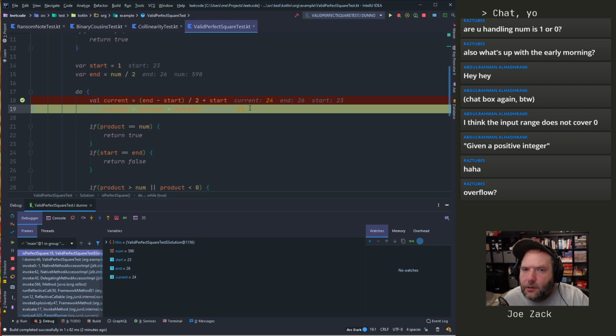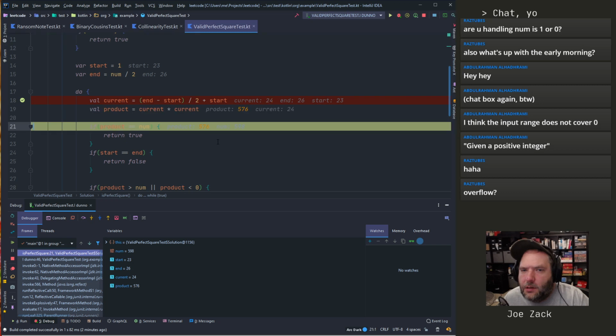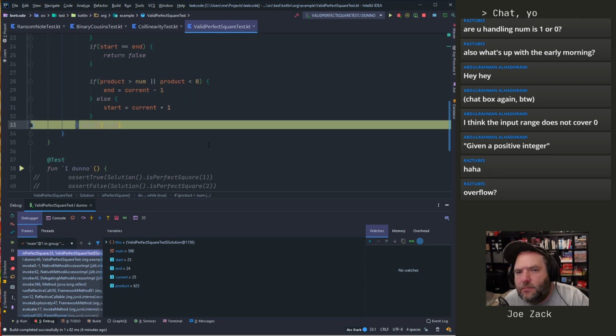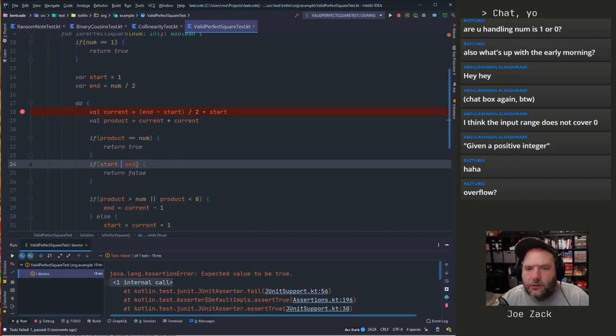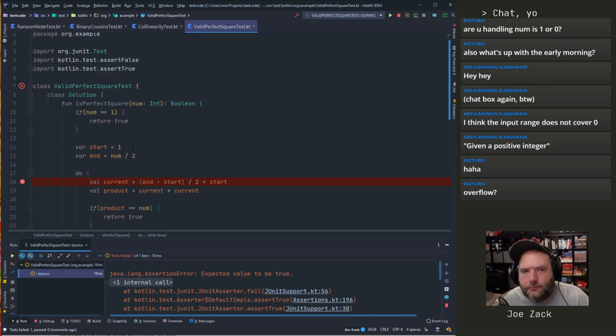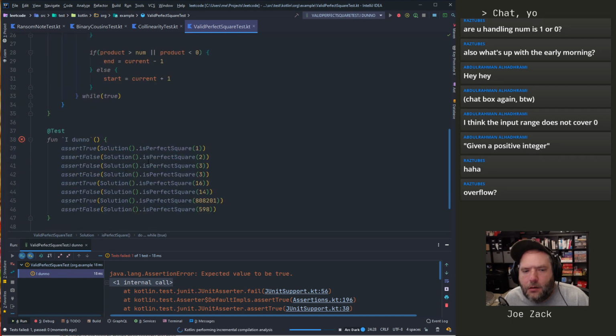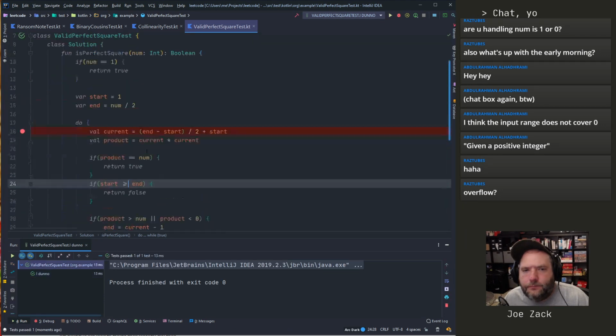24. We're looking at 24, which is in between those two. Because I'm doing the floor. Is it right to do the floor here? So how do we detect this? So now our start is less than our end. And it just is greater than or equal to. There we go.